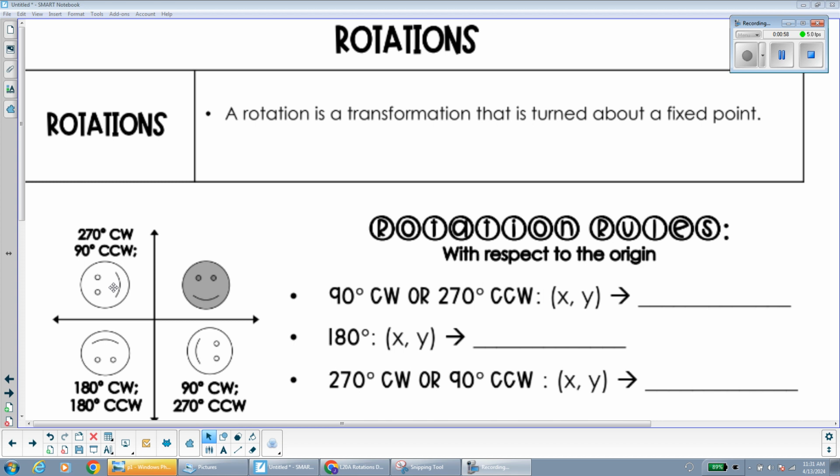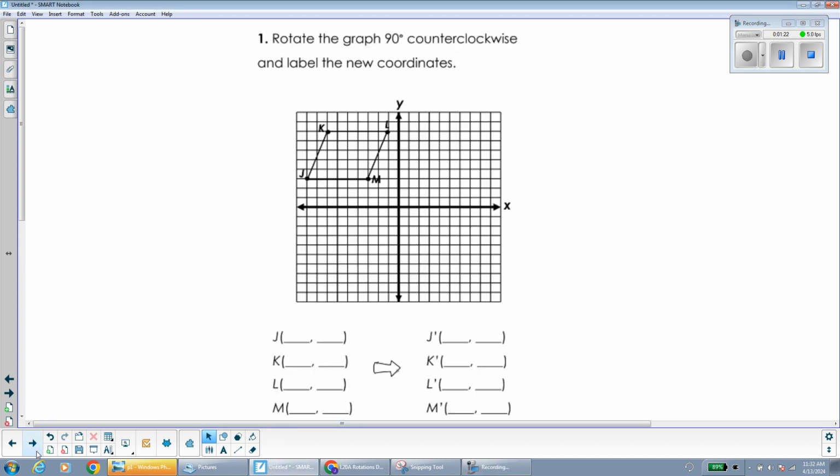Over here, I have an example of if we would take this smiley face and we rotate it 90 degrees counterclockwise, 180 degrees counterclockwise, 270 degrees counterclockwise. If we take the smiley face and we rotate it 90 degrees clockwise, 180 degrees clockwise, and 270 degrees clockwise, that is what it will look like. We'll come back to the rules in a minute. Let's take a look at some counterclockwise examples, and then we'll do some clockwise examples after that.